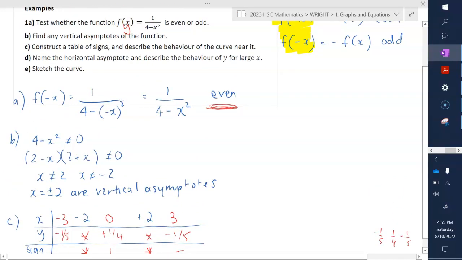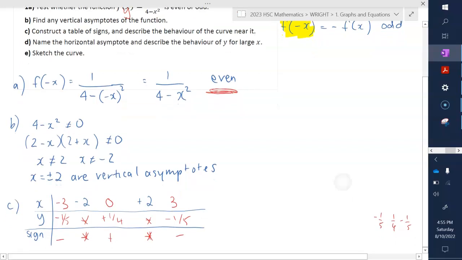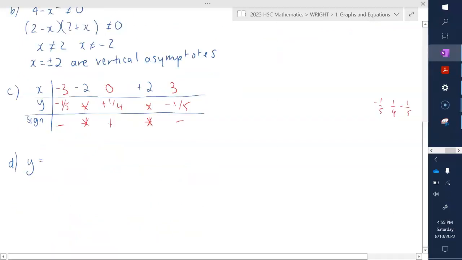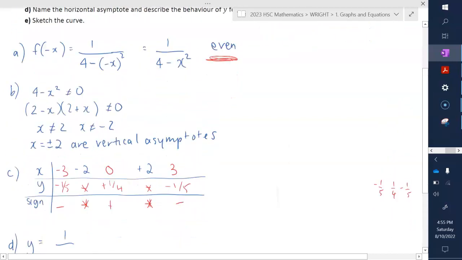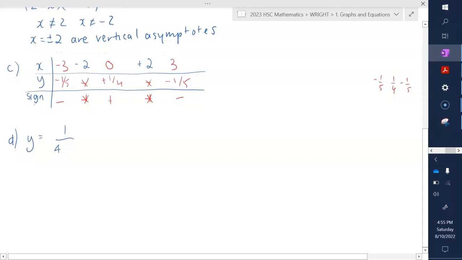Okay, part D says, name the horizontal asymptote and describe the behaviour of y for large x. So basically, as x goes to infinity. We just did lots of work on the horizontal asymptotes, so I might just write that function down again. Our function is y equals 1 over 4 minus x squared.